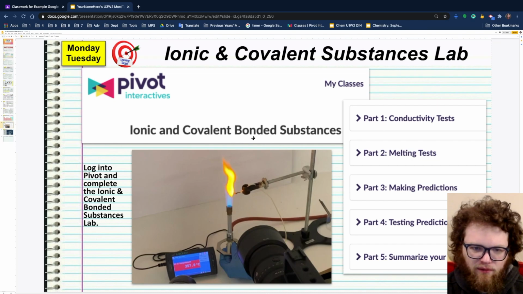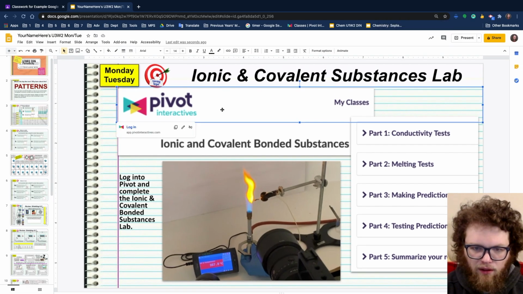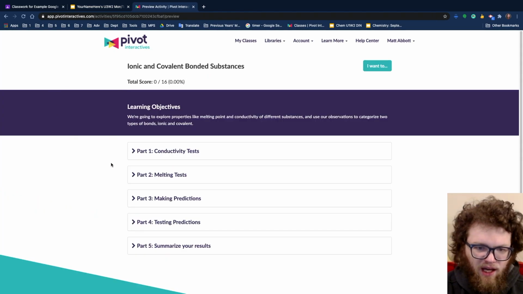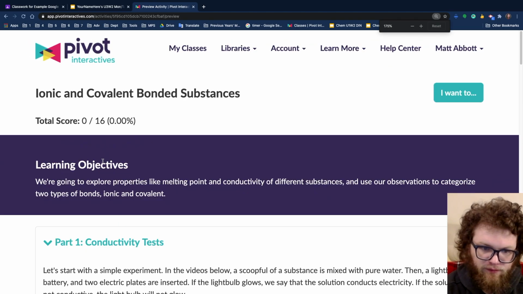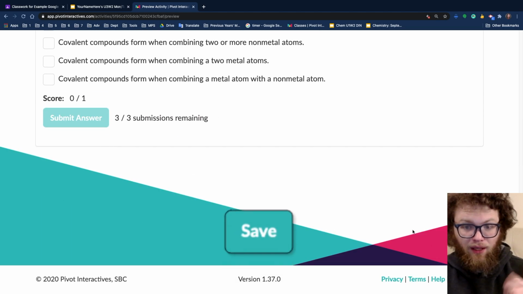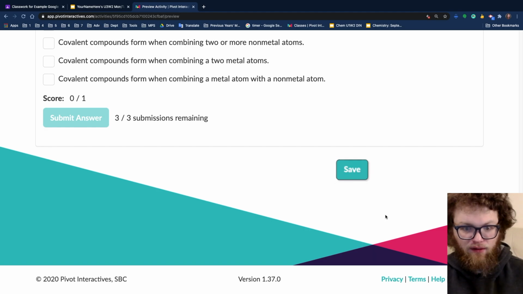Aha! A pivot. So this is our lab for this week, Ionic and Covalent Substances Lab. So we should be able to kind of click anywhere, and move on over to pivot and log in here. So this lab has 5 parts: conductivity test, melting test, making predictions, testing predictions, and summarizing your results. You should complete all 5 sections in order to have it be completely done. Let's zoom in a little bit here. If you can't finish this all at once, make sure you scroll down to the bottom and click Save.